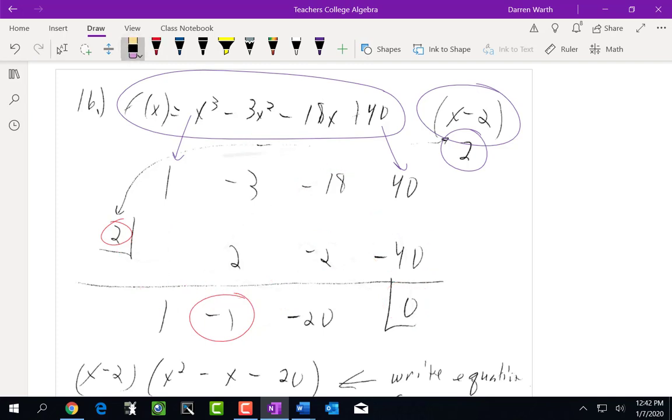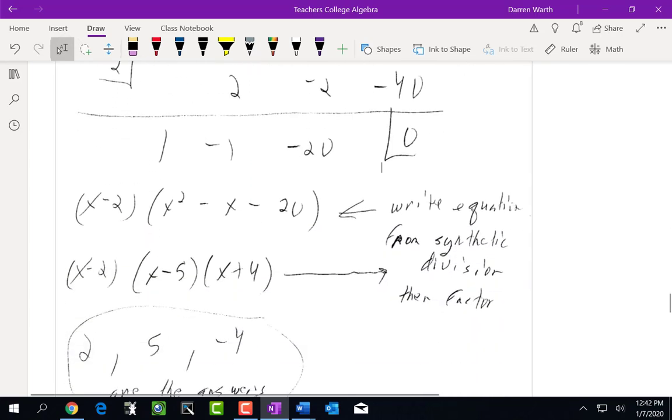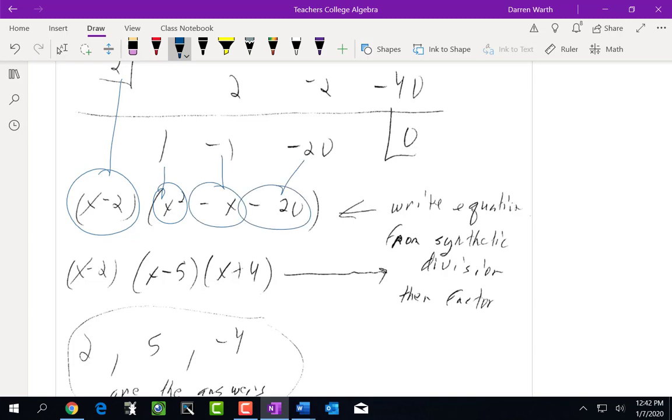Now that I've done that, I recognize that here is my equation that is represented by those answers. So here's my equation right here. The 2, remember, its equation is x minus 2. So now this is 1x squared minus 1x minus 20.